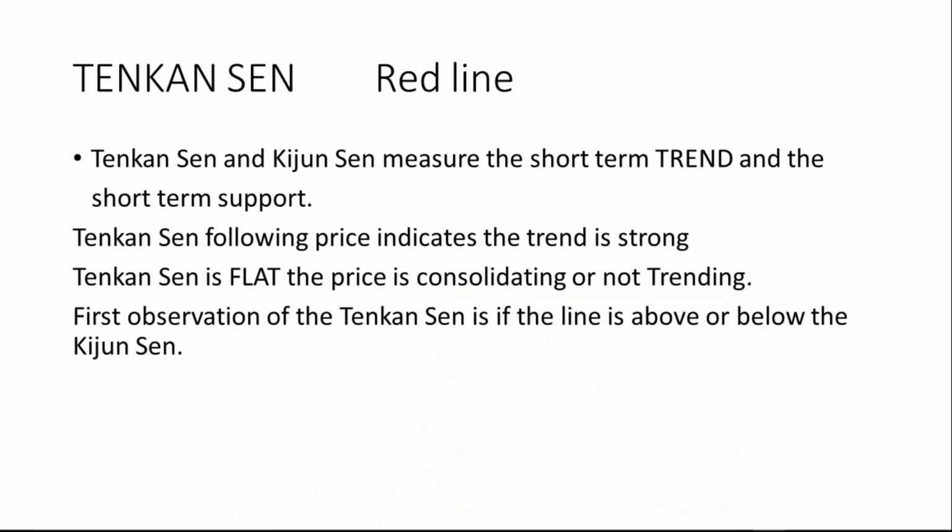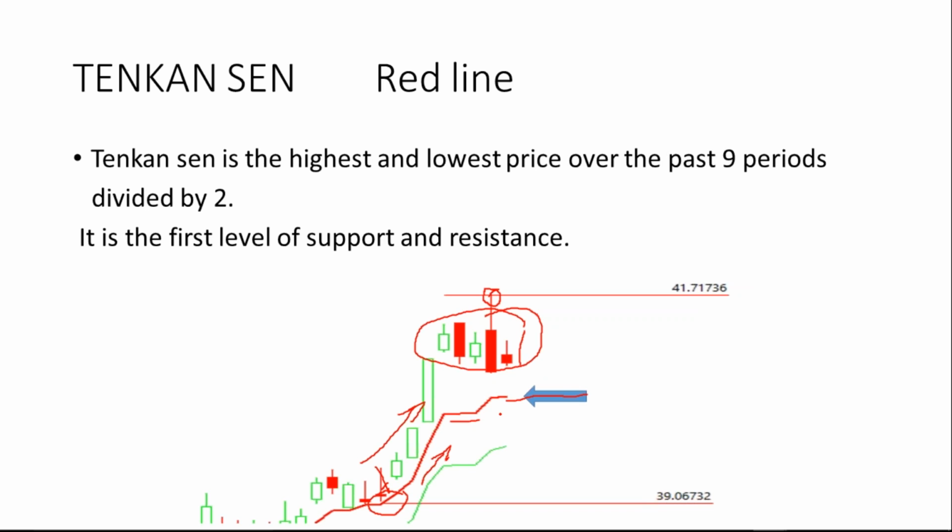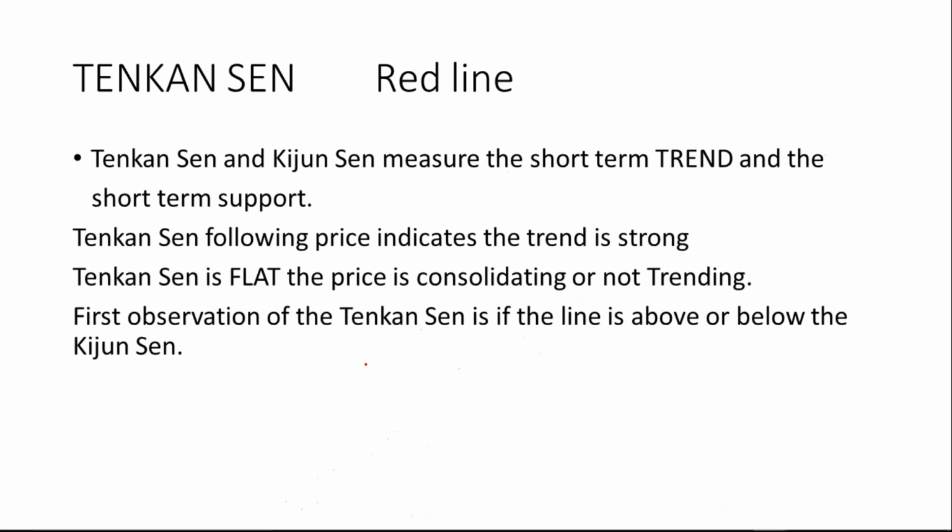The Tenkan-sen line and the Kijun-sen line represent or measure the short-term trend and the short-term support. The Tenkan-sen following the price indicates the trend is strong. If the Tenkan-sen is flat, the price is consolidating or not trending. Let me go back here. So as this Tenkan-sen flattens out through here, it just says that the price is not trending, it is consolidating through here. Any weakness in price, you would be looking for the Tenkan-sen line to provide support going forward. As this chart unfolds, you would be looking for support at this Tenkan-sen line as the first line of defense.